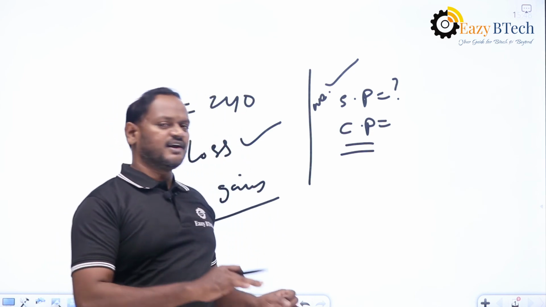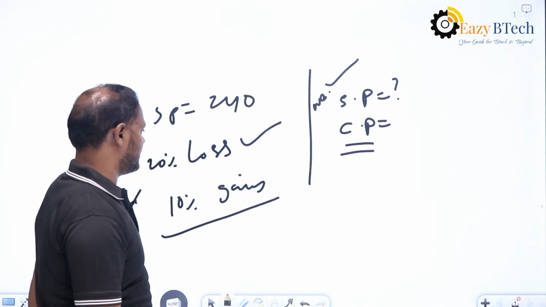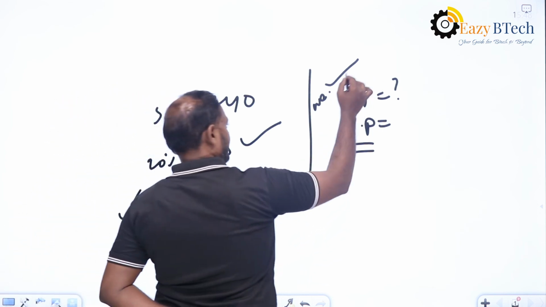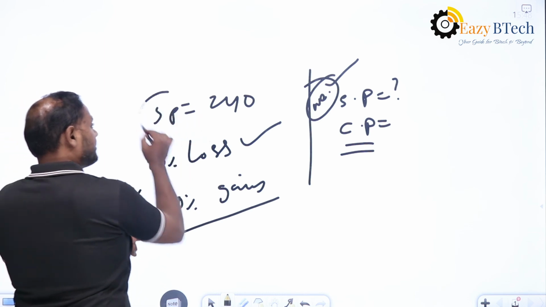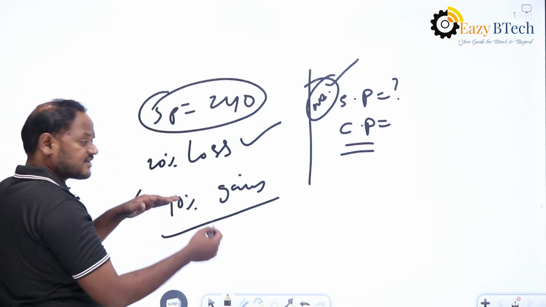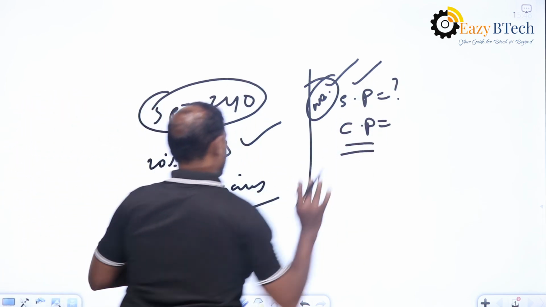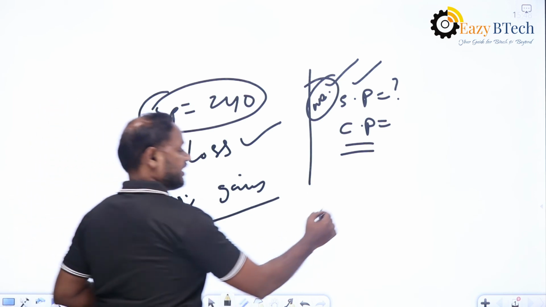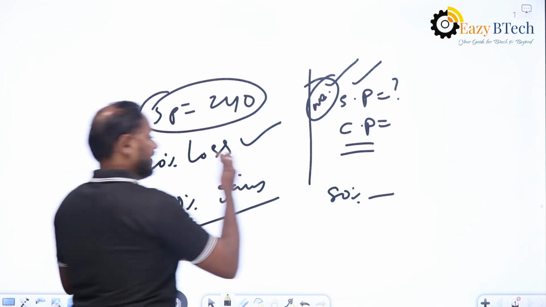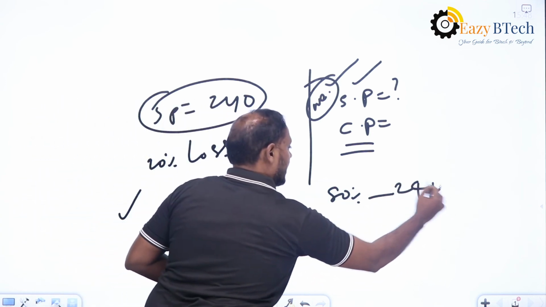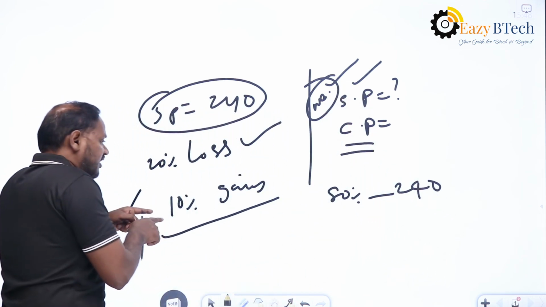Need not worry. Let's rock the world. Very simple. He is selling it for 240 rupees and getting a 20% loss. Logically, listen carefully: this 240 can be taken as 80%, because a 20% loss is there. So the 80% value is 240. I need to go for the selling price for gain or loss.